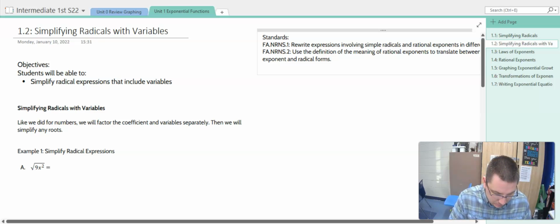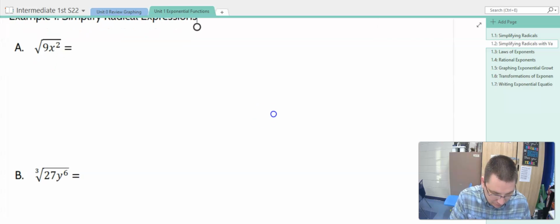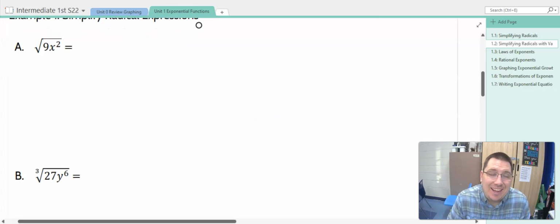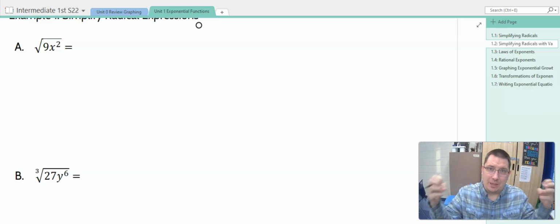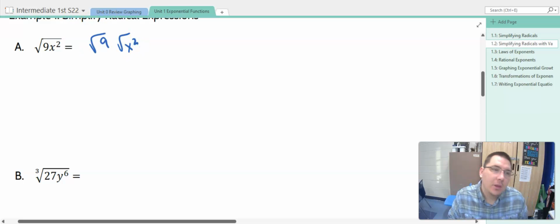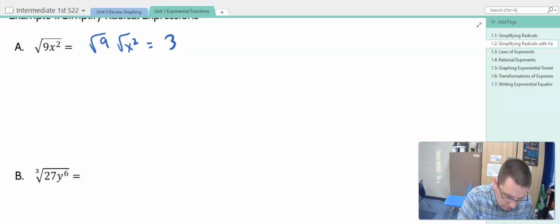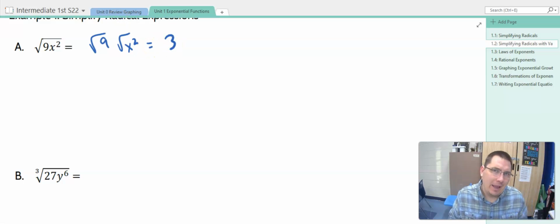So in example 1, we see example A, square root of 9x squared. Well, we want to use that product rule to separate this out like we did in section 1. And so we're going to rewrite this as the square root of 9 and the square root of x squared. And then we're able to take the square root of each piece. So the square root of 9 is what? Well, that's 3. But when we deal with the variable, we've got to think about the powers, right?